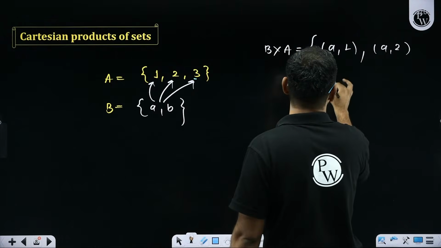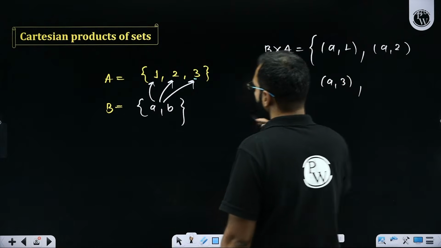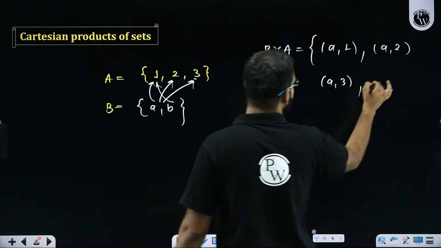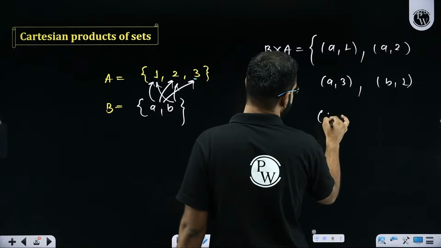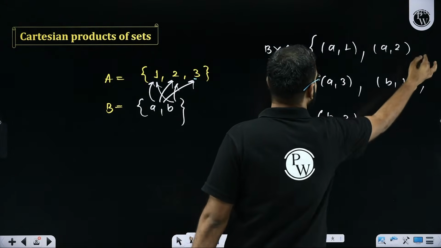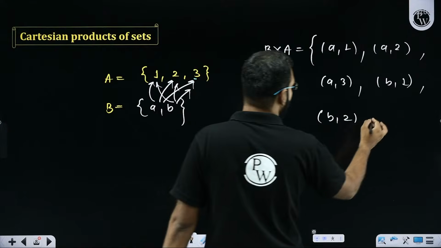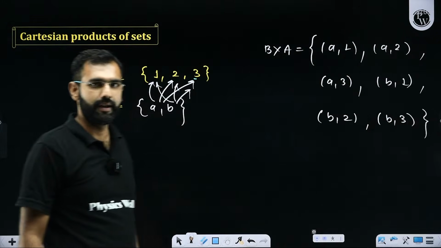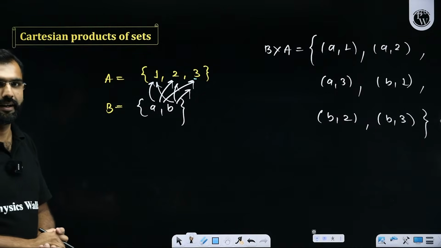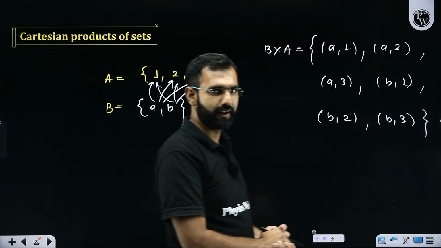Yes or no? Everybody got my point? Then, sir, you will have the elements (b, 1), then you will have (b, 2), and the last ordered pair will be (b, 3). How many of you understood it completely? Did you all get it? Everybody with me so far? Yes or no?